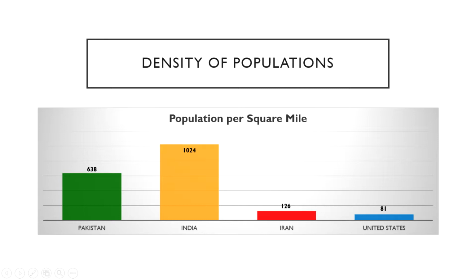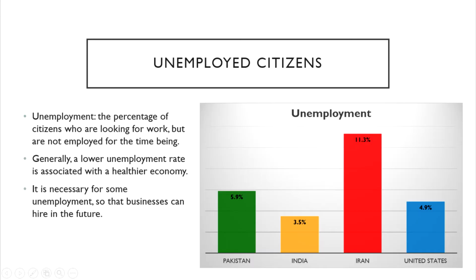The graph shows that India is more densely populated, with over 1,000 people living in each square mile. Pakistan is also more densely populated in comparison to the US and Iran. This can contribute to overcrowding, uneven distribution of resources, and more competition over the available valuable resources on the land.